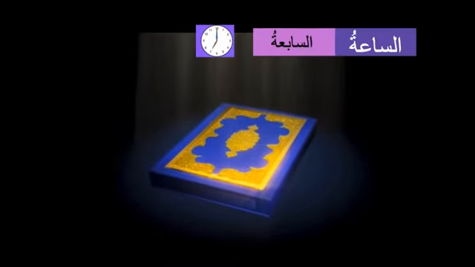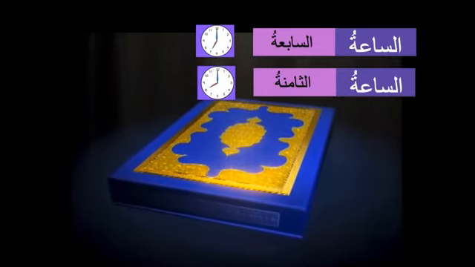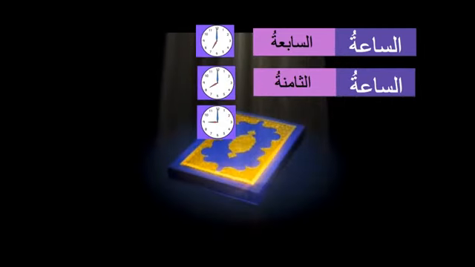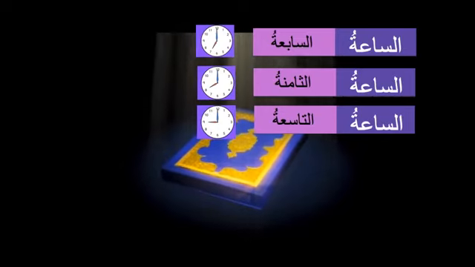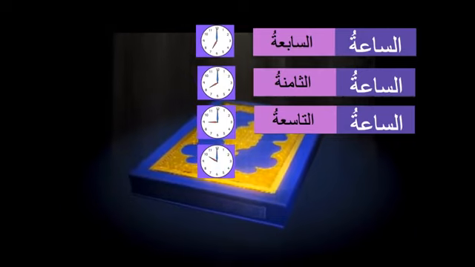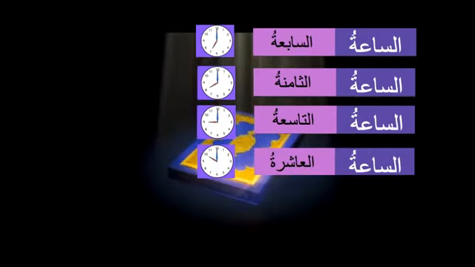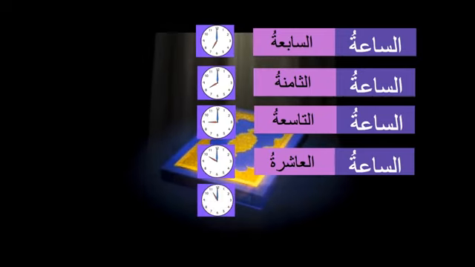And what will be 7 o'clock? As-sa'atu sabi'atu. 8 o'clock will be as-sa'atu thaminatu. And 9 o'clock will be as-sa'atu tasi'atu. And 10 o'clock will be as-sa'atu ashiratu. So this is the thing.